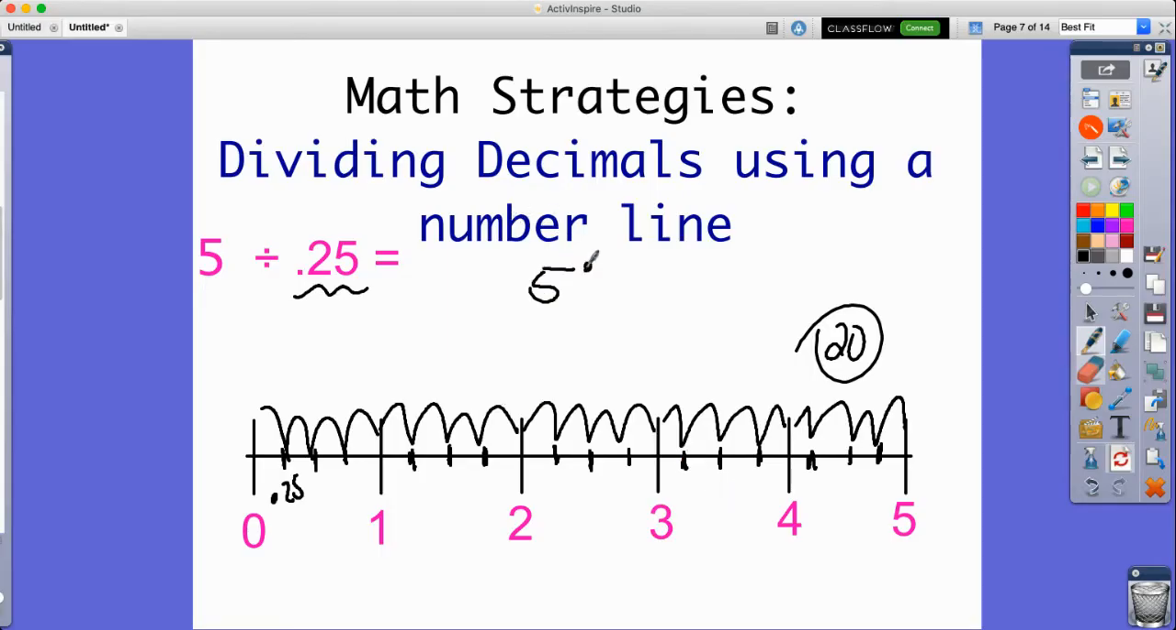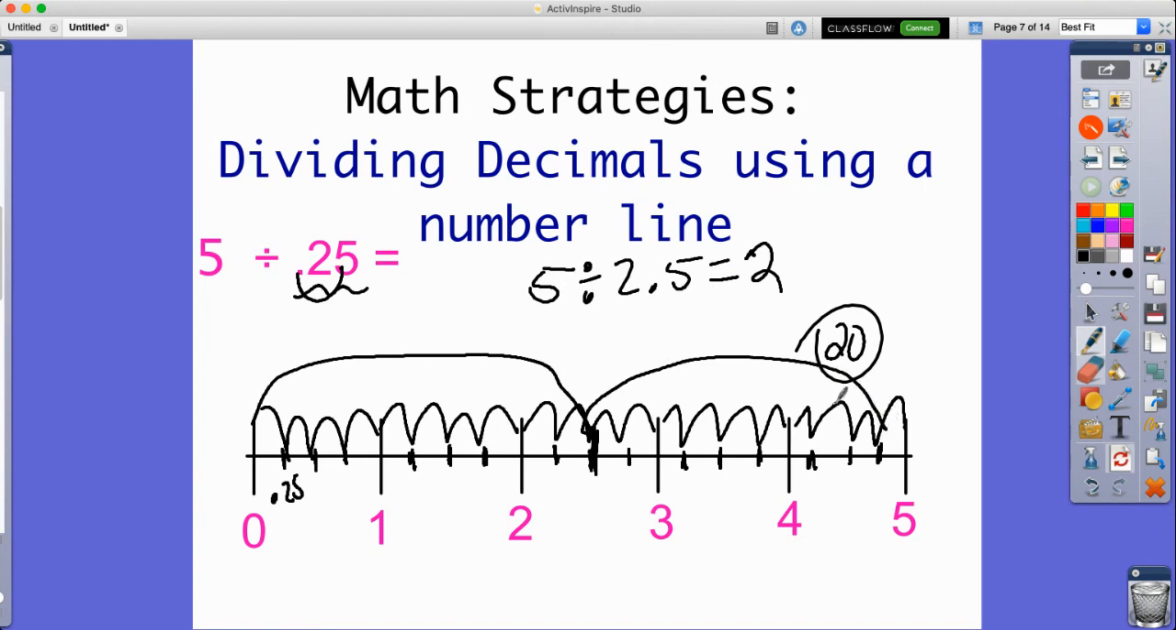Now when you think about it, if I move this decimal to the right, how many sets of 2 and 5 tenths would I have? Now remember from the previous problem, we moved the decimal to the left, and that meant that our answer was 10 times larger. Well, now we're moving the decimal to the right, so our answer should get 10 times smaller. So this would be 2. Now if you think about it, right here would be 2.5. So if I thought about how many groups of 2.5, that's one group, there's another group. So I would have 2 groups of 2.5 in this problem. That's the end of today's math strategy video.